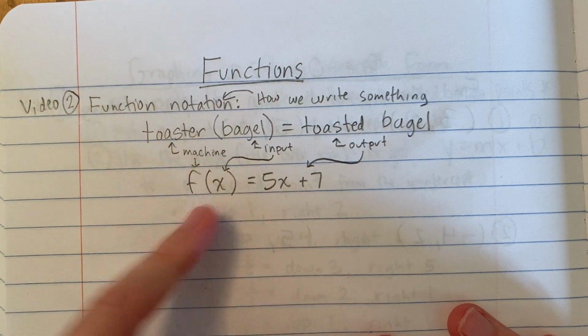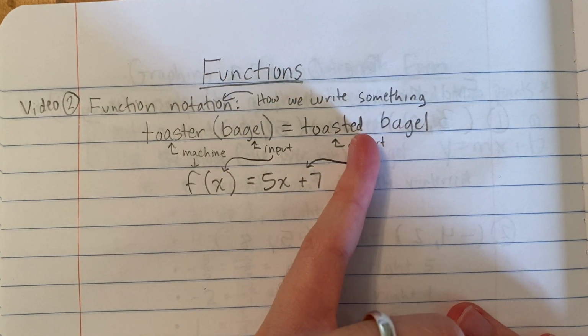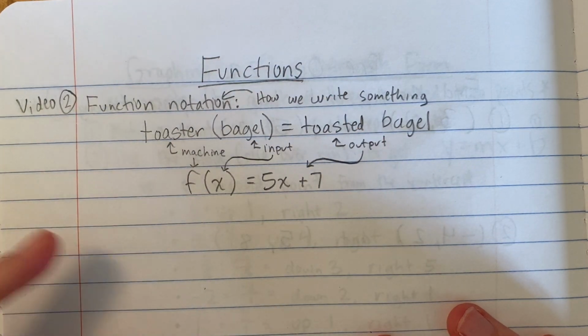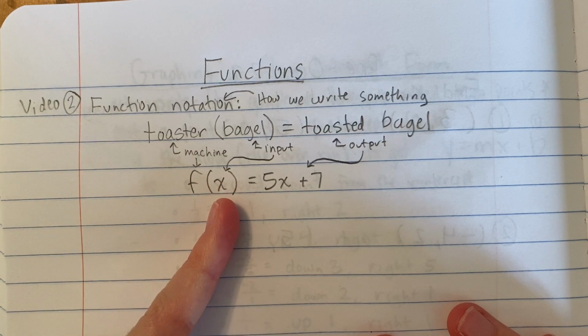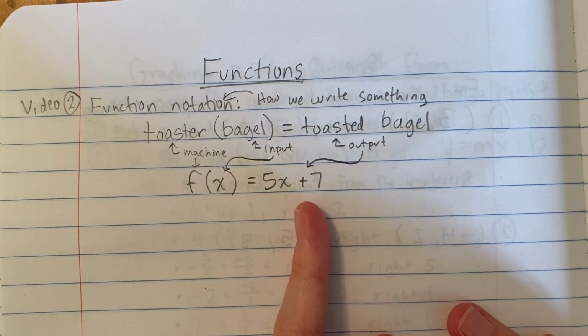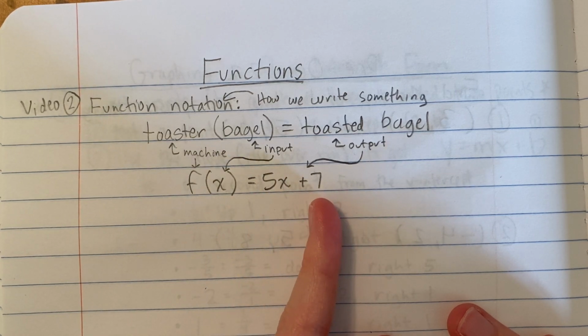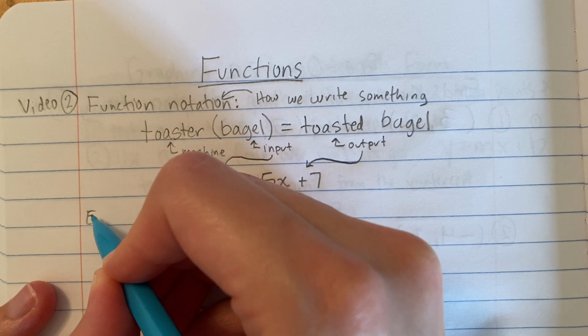Right? Just like in a toaster, if I input a frozen Eggo waffle, I get out a toasty warm Eggo waffle. Right? So it's the same. There's a machine that's on the outside of the parentheses. Inside the parentheses is what I'm putting into the machine, and then over here is the output. Okay? So that's just kind of how it works.